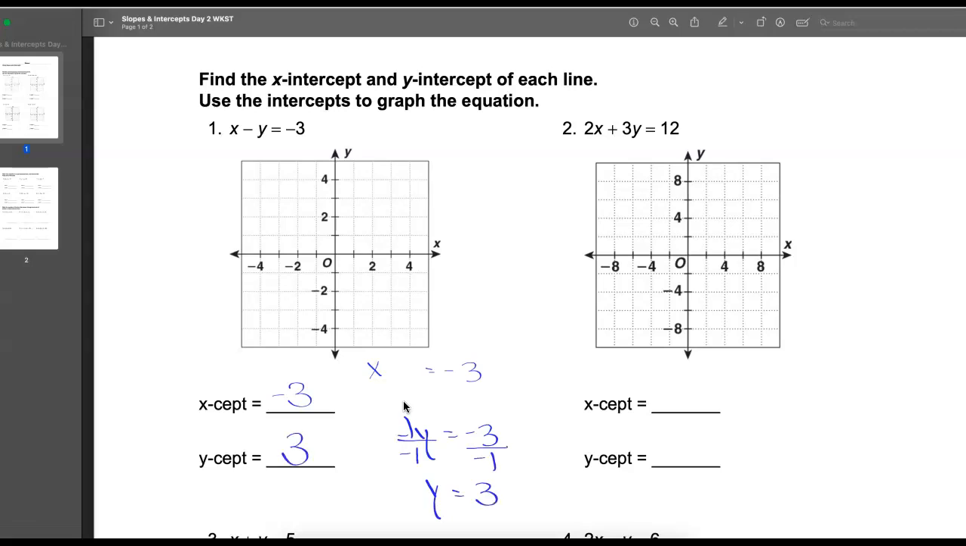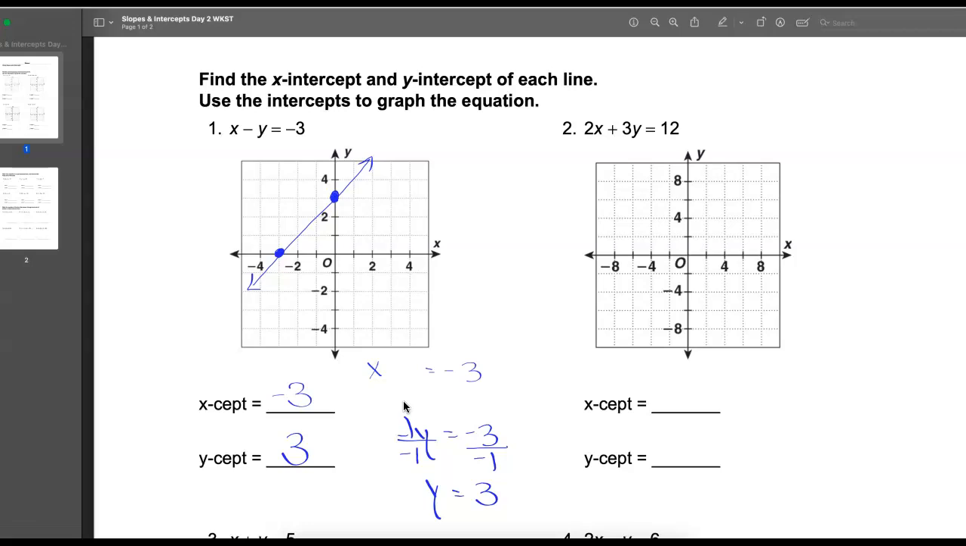So far, so good? Okay, now we can graph it. The x-intercept is negative 3, so right here. The y-intercept is positive 3, right here. And we draw a line through those points. There's our graph. Okay, this should be review from yesterday.